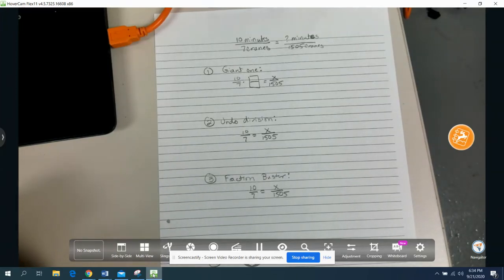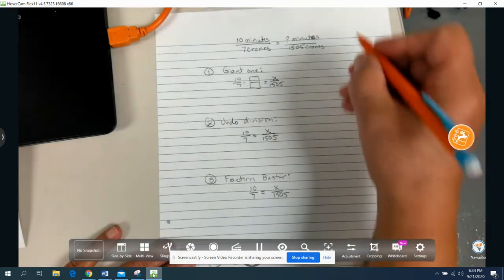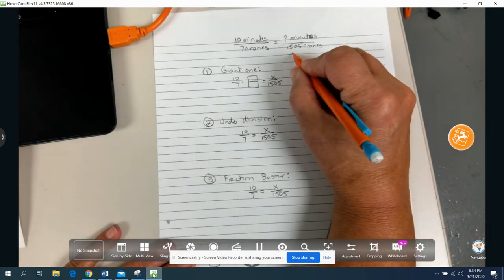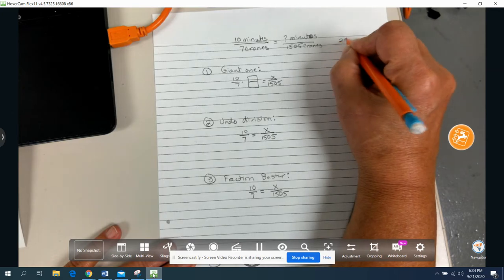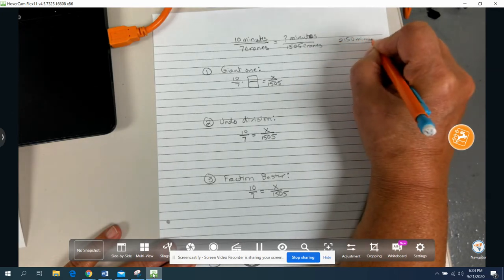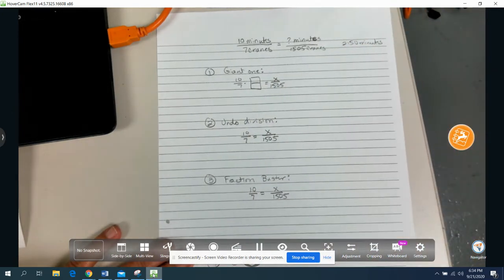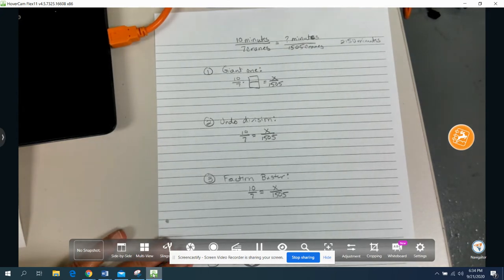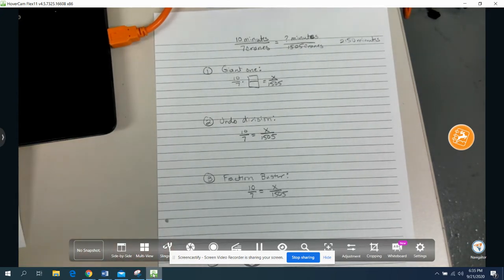Okay, so you should have used your table to figure out that it took Kenny 2,150 minutes to create 1,505 cranes. Okay, so a table is one way to do it.